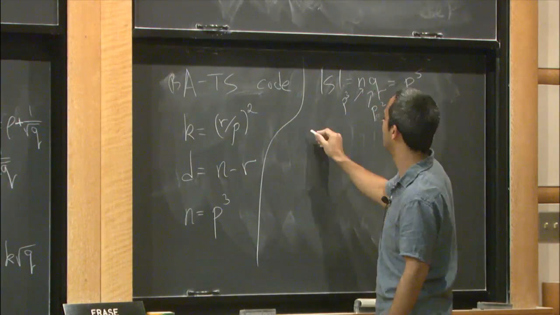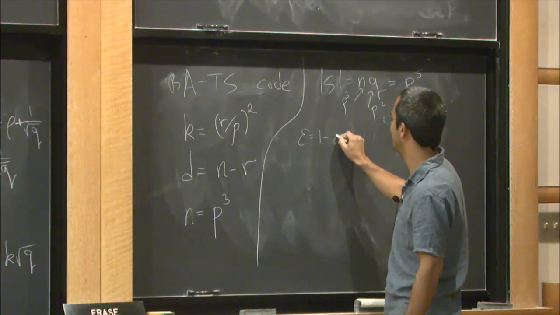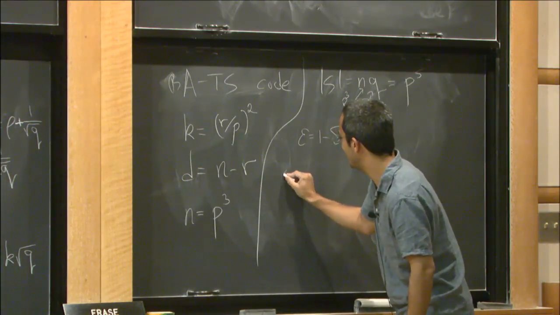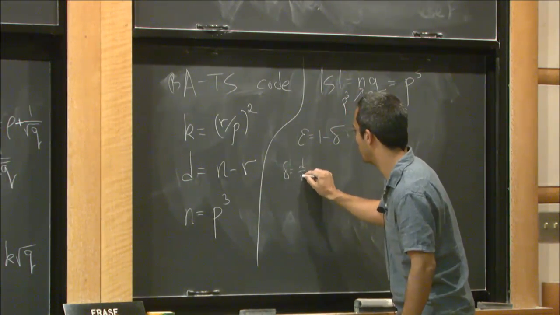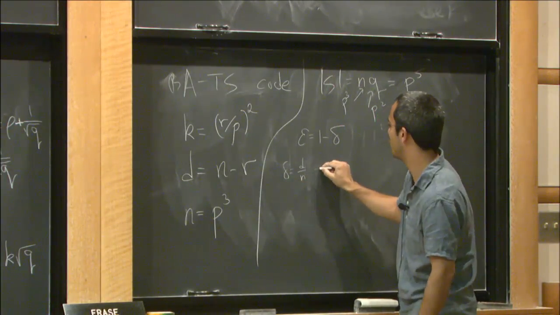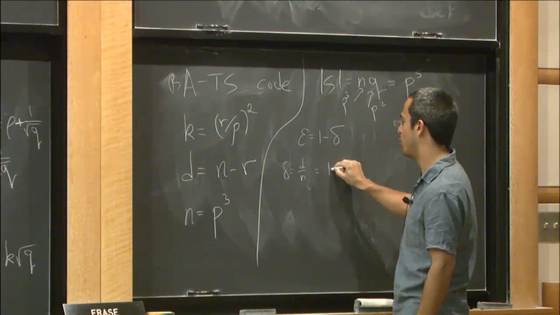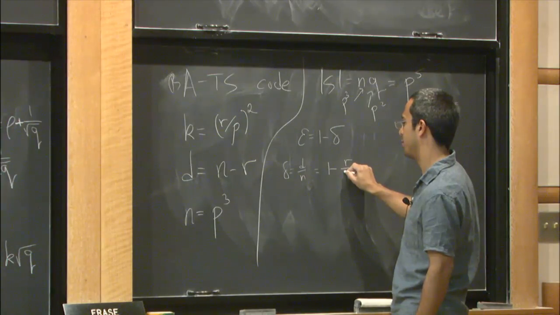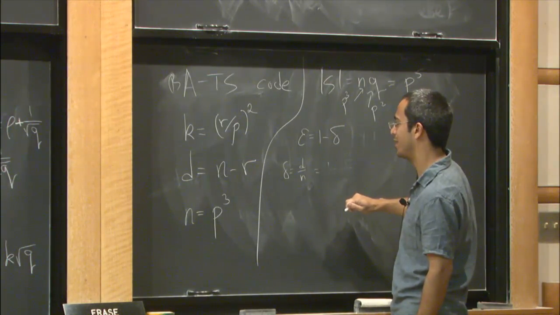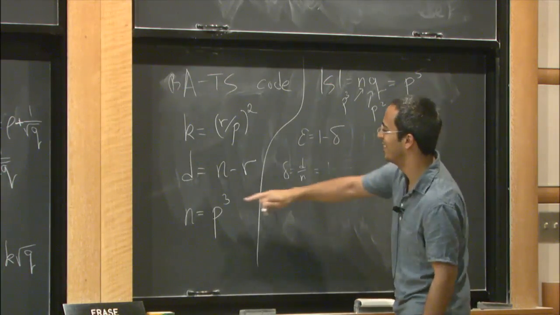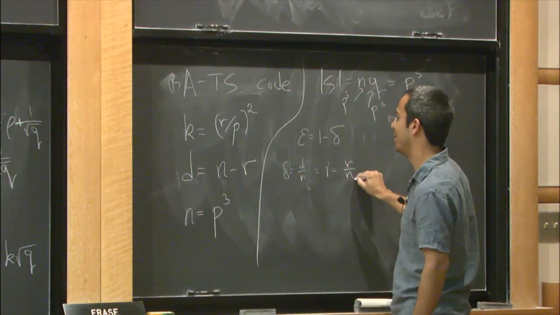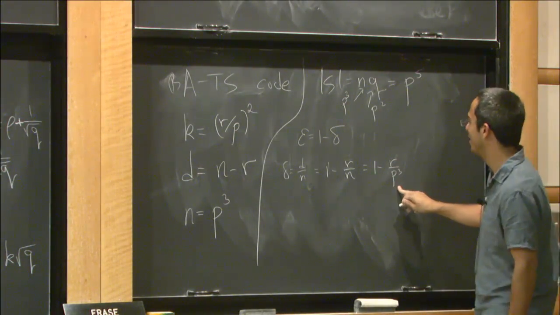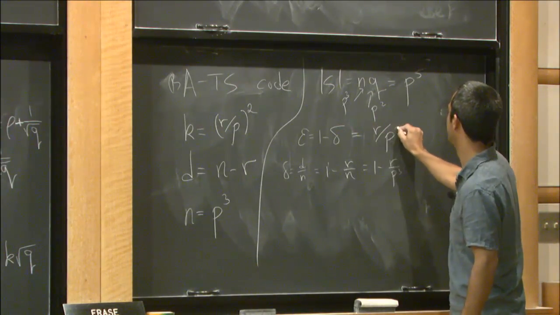Now, okay. Epsilon is 1 minus delta. Delta is the relative distance. Essentially, delta is kind of d over n, recall. And so, in our case, delta is going to be 1 minus r over n. So 1 minus r over p cubed. I don't like the n, I like the p cubed. So this thing is r over p cubed, right?